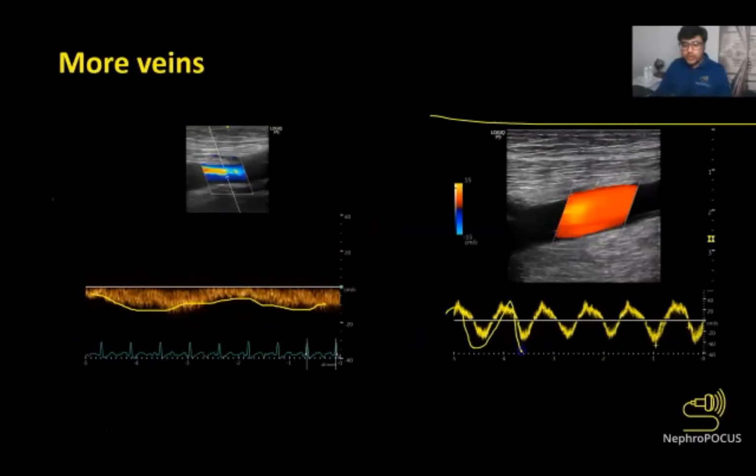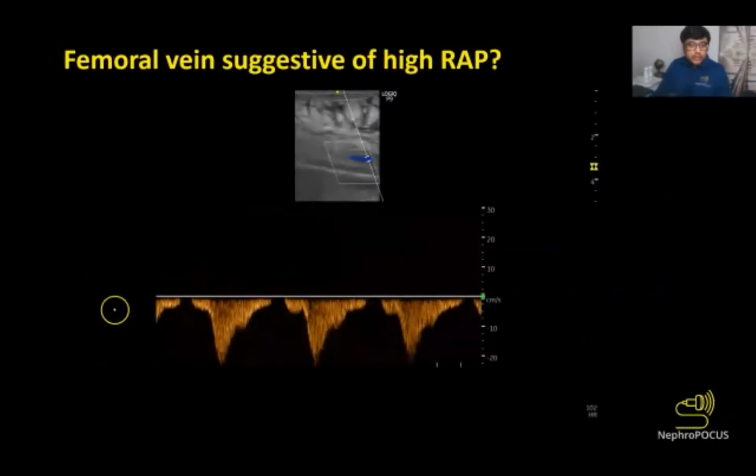You can see this to and fro pattern of portal vein, and on the color also you can see that normally it must be blue. Here you see one blue, one red, one blue, one red, like a police siren. That itself is a bad sign, meaning that itself should warn you that something is abnormal. And how about this femoral vein? Is this suggestive of high right atrial pressure?